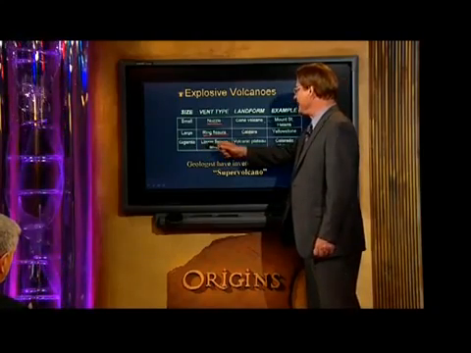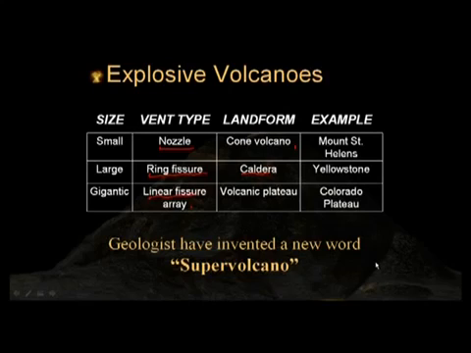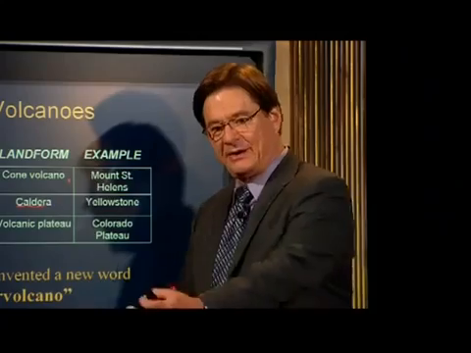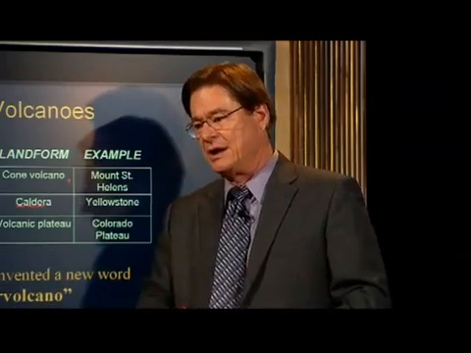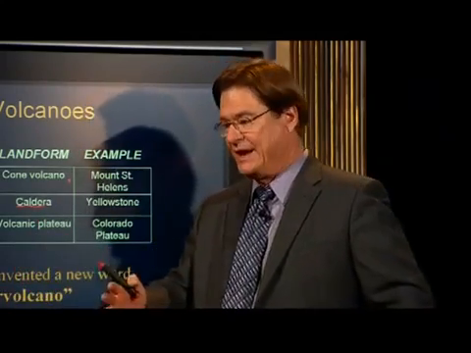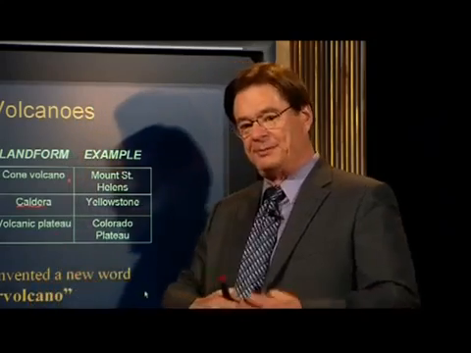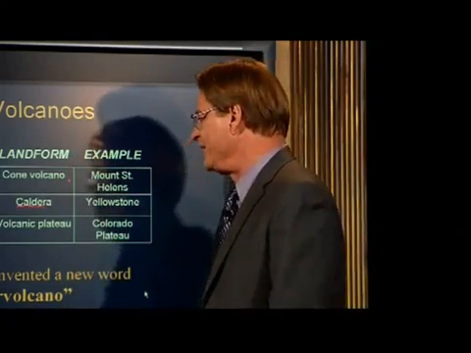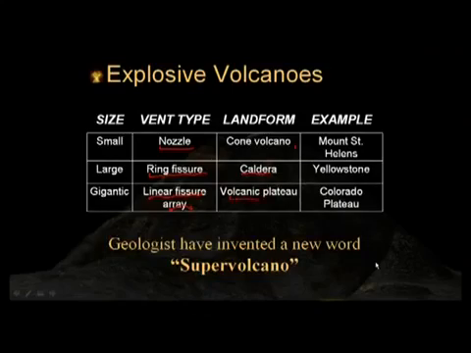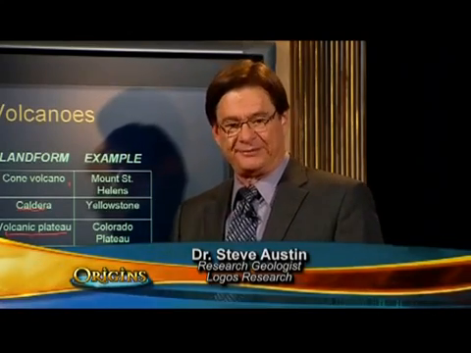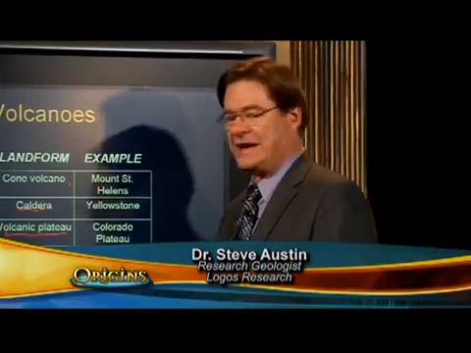We call the vent type a linear fissure array. Now imagine a series of cracks opening up parallel along 100 miles, say, something like that, and not forming an ellipse, but forming a line. The linear fissure array forms a volcanic plateau. An example might be something like the Colorado Plateau in the western United States, in Wyoming, Colorado, Utah, that type of thing.